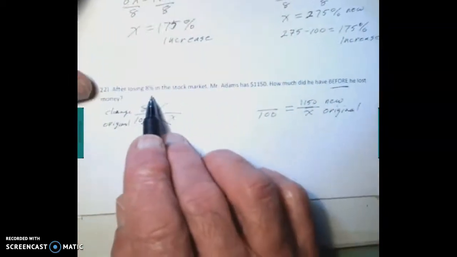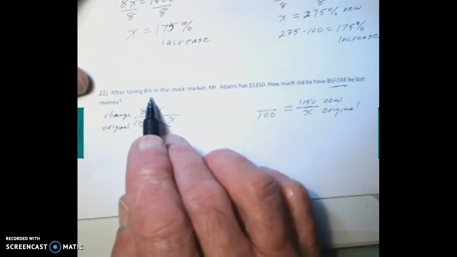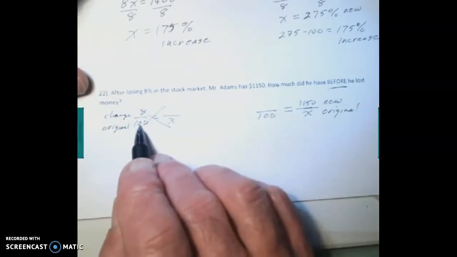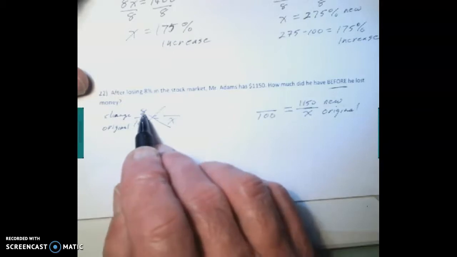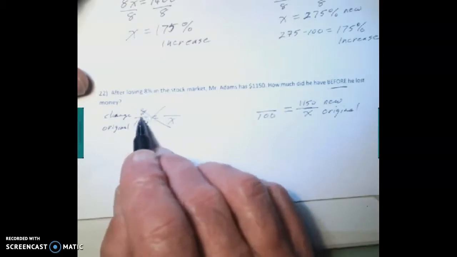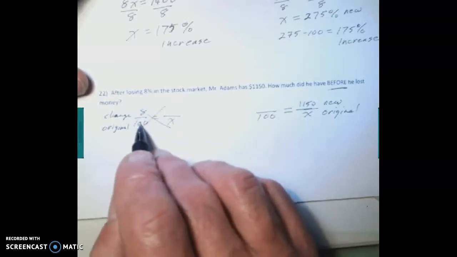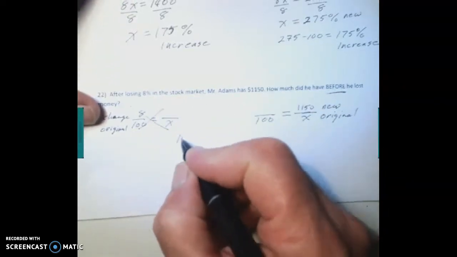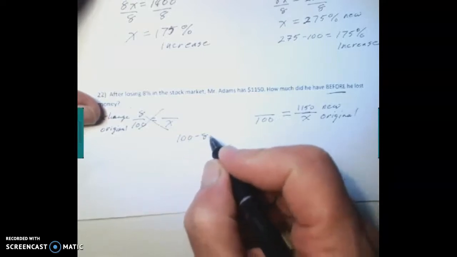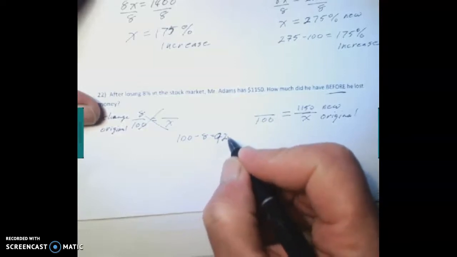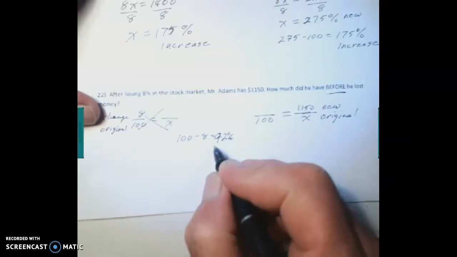We need to refigure. We need to change that percent. It was an 8% loss. And again, what would that mean? That would mean back here, if he had $100 in, he would lose $8. So the new amount would be 8 less than the 100. That's what you do to find your new percent. You do 100 minus 8, and you come up with 92% is my new percent.